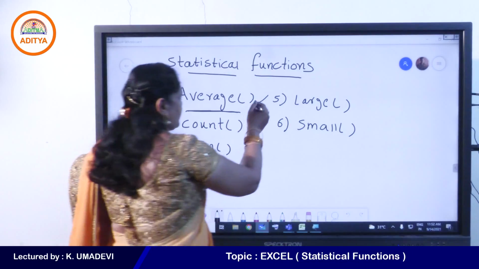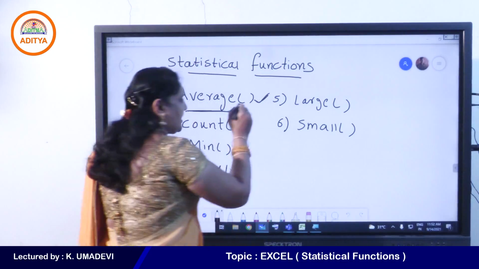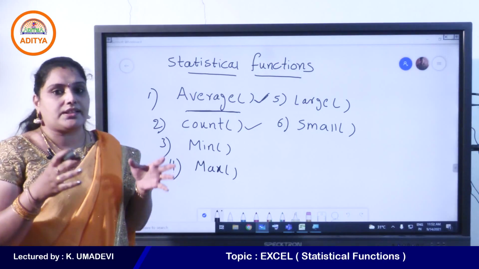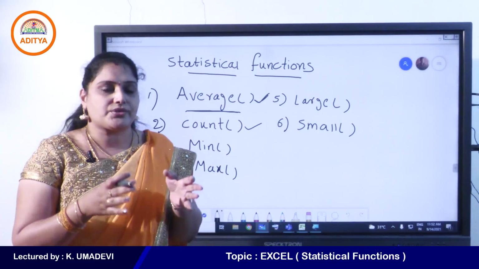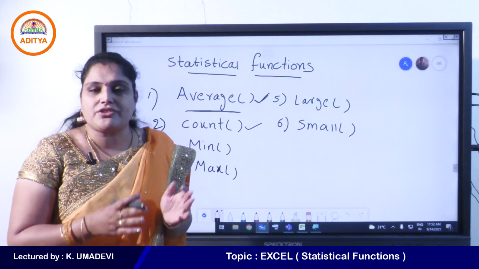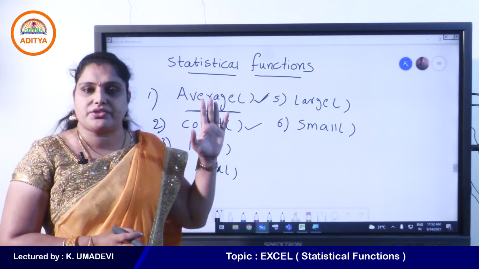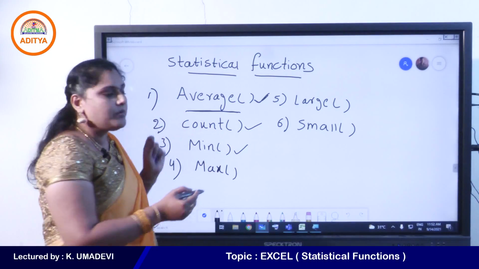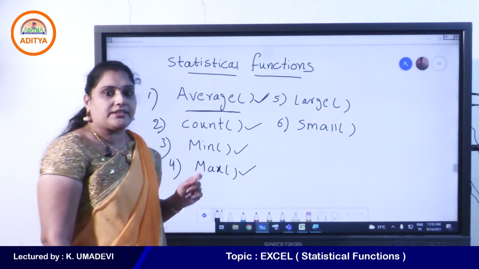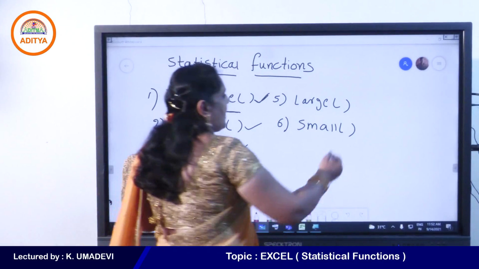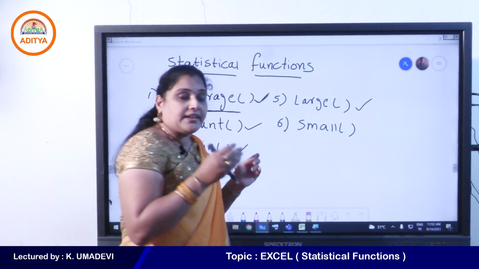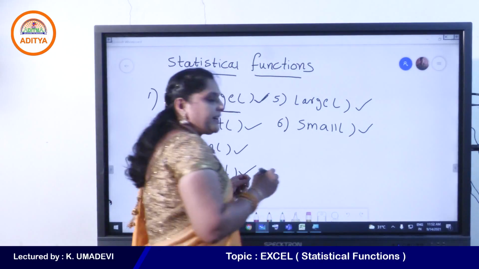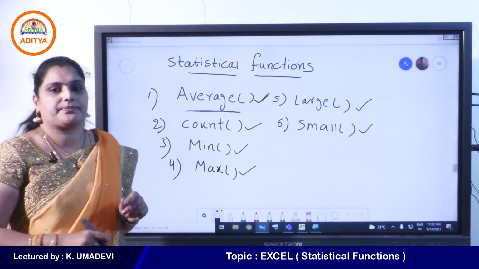Average is used to calculate the average of a group of numbers. Count is used to count all the cells that contain numerical values. That means the count function doesn't count text data. Min function is used to find the minimum value. Max function is used to find the maximum value. Large function is used to find the kth largest value. Small function is used to find the kth smallest number in the list.